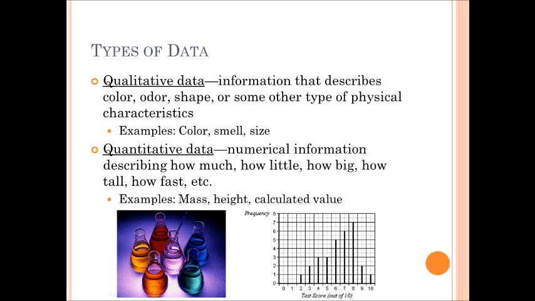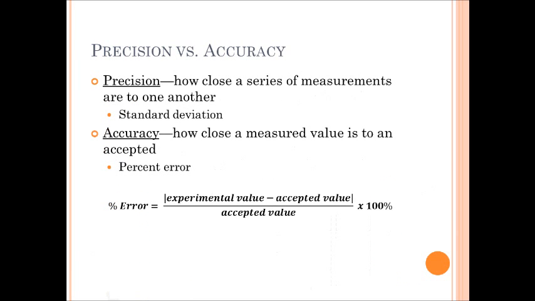So if you look down here at the bottom, the picture on the left would be qualitative because it describes the different colors, and the picture on the right is quantitative because it's a graph showing numbers. So qualitative describes the quality, quantitative describes the quantity. And that's a simple way to distinguish between the two.